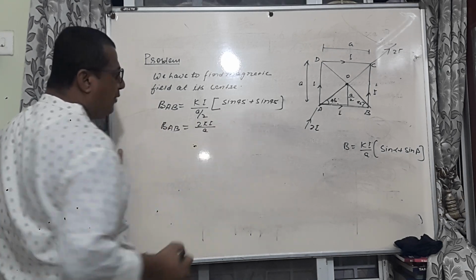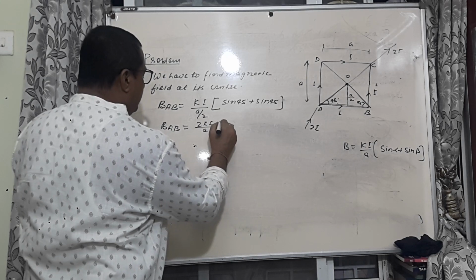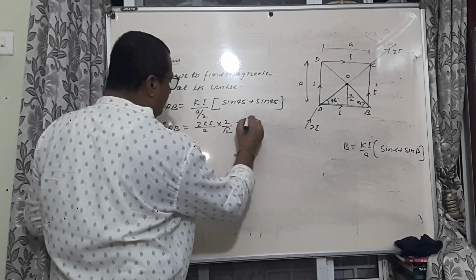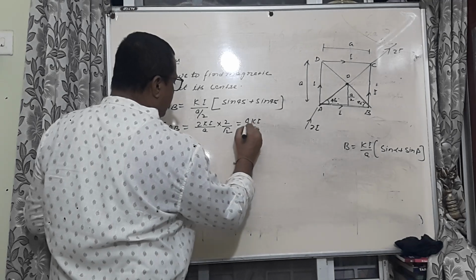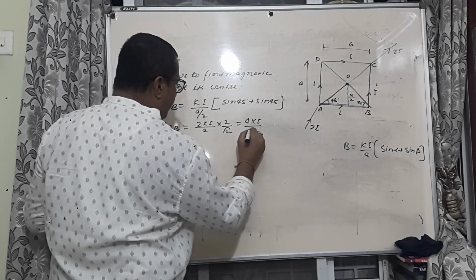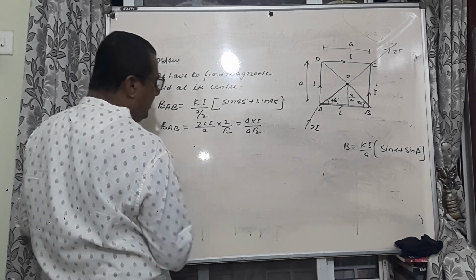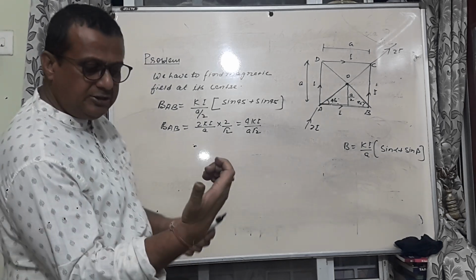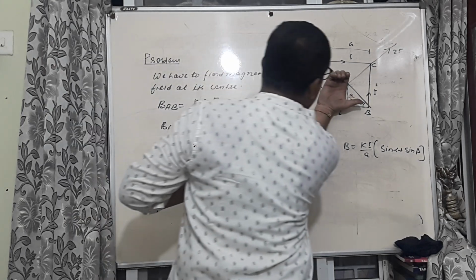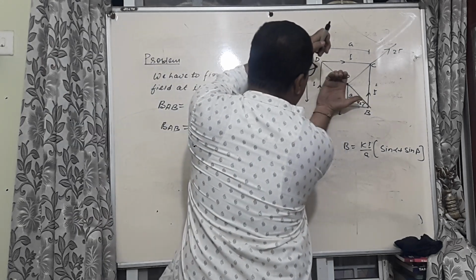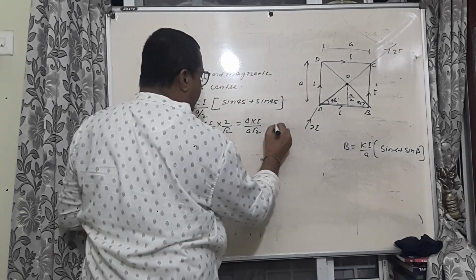Sin 45 is 1 by root 2. This will be equal to 2 by root 2. Then this will be equal to 4 Ki by A root 2. Now the direction. This is the thumb, this is the current direction. So the magnetic field is outward. So here the magnetic field is outward.